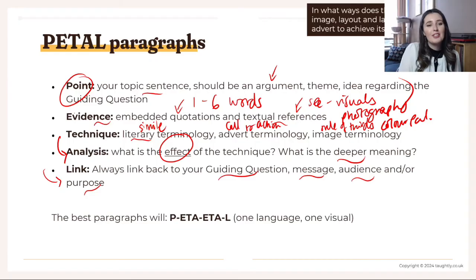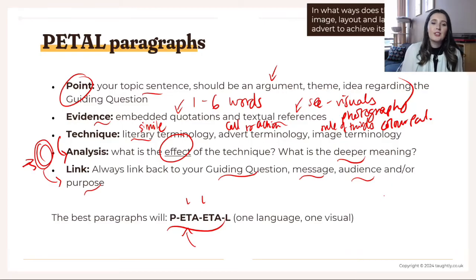Now, in terms of the PETAL paragraph, the analysis should be the biggest, juiciest bit. That's where you're going to gain the most marks. So do make sure that you develop that part nicely. And like I say down here, actually the best paragraphs will PETAL right? So I would say you should have one ETA, one evidence technique and analysis for image, and one ETA for language. And you can link multiple times throughout. Like, actually, what's really important is that you always begin with a point, you always end with a link, and that you've got lots of ETAs in the middle.